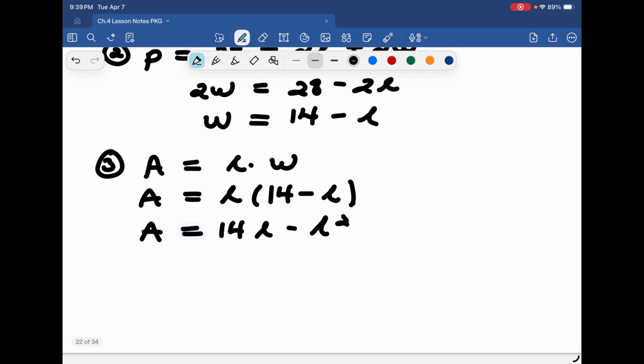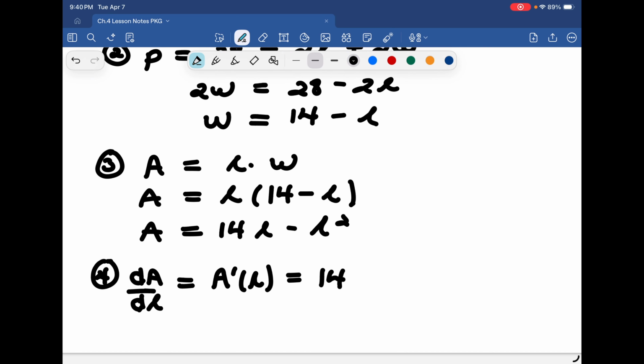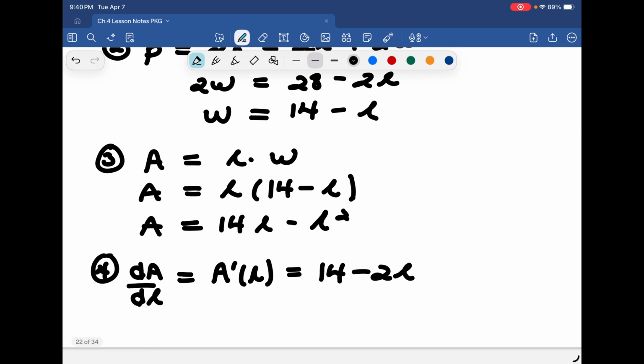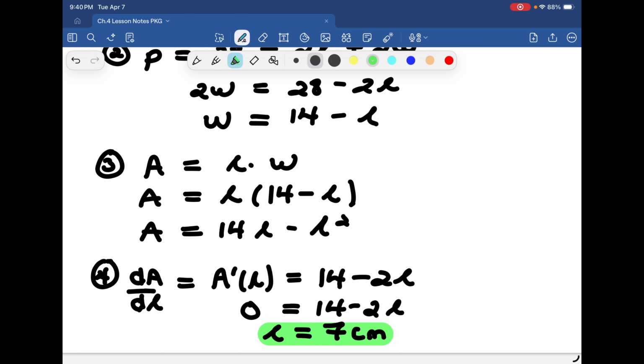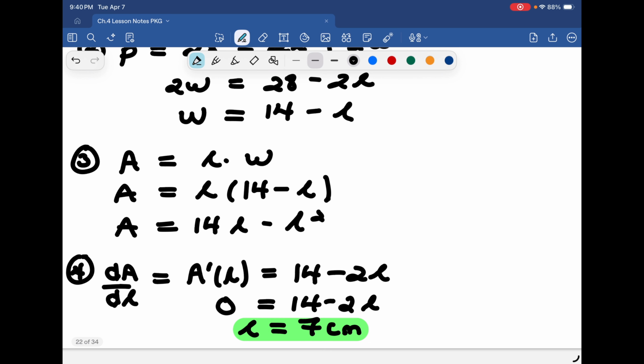Perfect. Now here's where we take the derivative. So I can write this as dA over dL, which is also A prime of L, and that would be equal to 14 minus 2L. Now we set this to 0. 0 is equal to 14 minus 2L, and if we isolate for L, we get 14 divided by 2, which gives us 7, and the units are centimeters. So we get that the length is going to be 7 centimeters, and I'm just going to highlight that. Now, this is also the critical number.